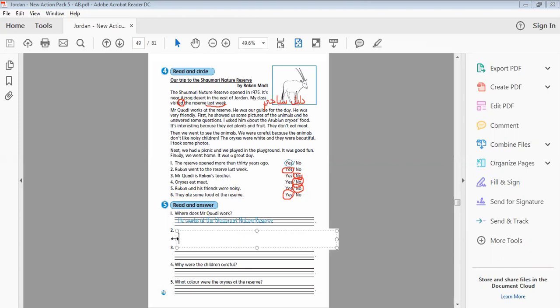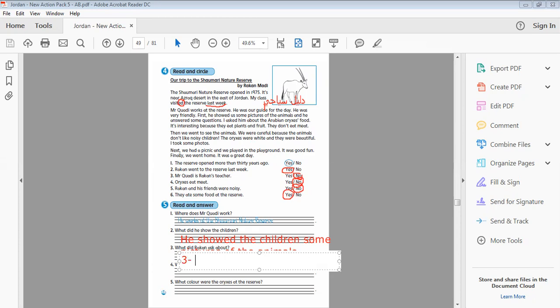What do we write here? We write he showed the children some pictures of the animals. Okay. Three, what did Rakan ask about? He asked about the oryx's food.